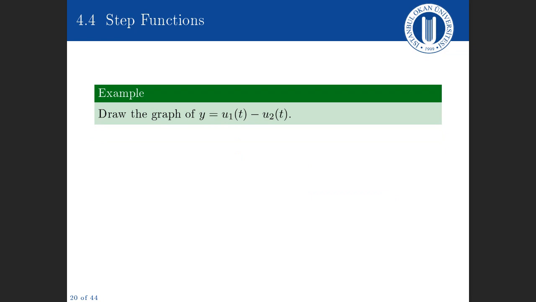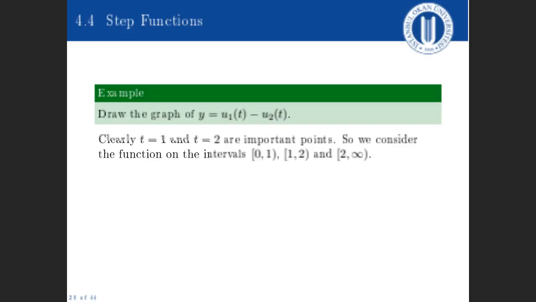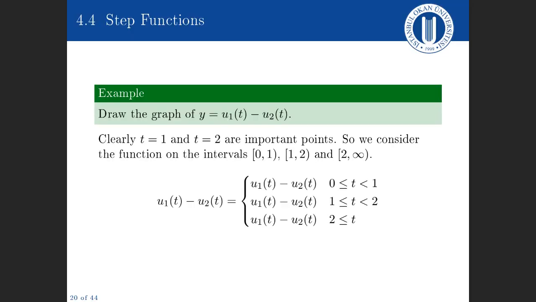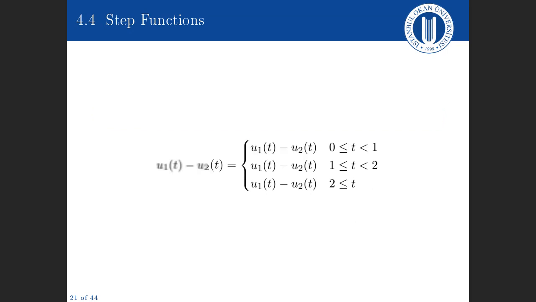Draw the graph of y equals u_1 of t minus u_2 of t. Now, clearly, t equal to 1 and t equal to 2 are going to be important points for this graph. So what we're going to do is split our domain up into 3 intervals: between 0 and 1, between 1 and 2, and between 2 and infinity. And we're going to look at the function on each of these intervals. On each of these intervals, it's u_1 minus u_2, but what are the values of u_1 and u_2 here? Let's clean this up a little bit.